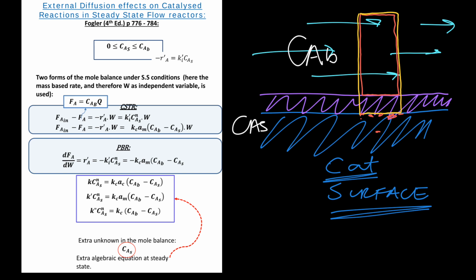Of course, if I want steady state conditions, the left-hand side of both of my mole balances must be equal. And the implication is that these two rate processes under steady state conditions must be equal to each other. Otherwise, I will have a buildup of Ca surface over time, or I am going to see a depletion in Ca bulk over time, and I will not have steady state conditions.